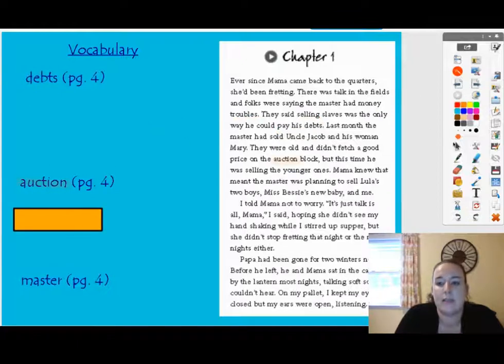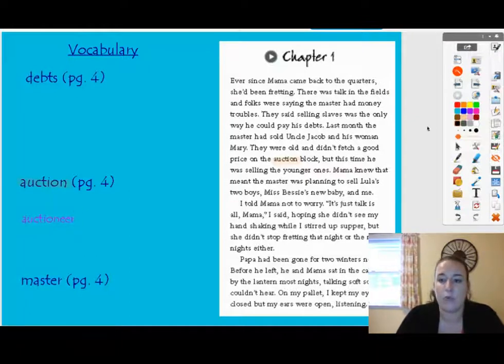Our next word is auction. So they were old and didn't fetch a good price on the auction block, but this time he was selling the younger ones. So some of you might already know what auction means, or you might think of the word auctioneer.